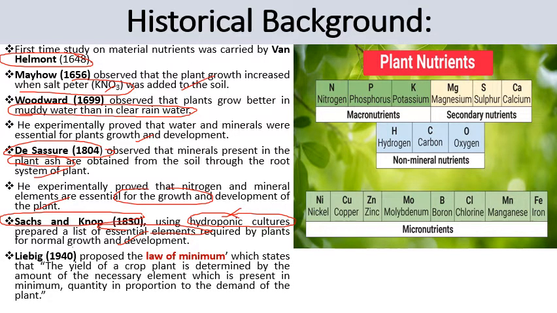Next was Liebig in 1940. He proposed a famous law which is known as the law of minimum, which states that the yield of a crop plant is determined by the amount of the necessary element which is present in minimum quantity in proportion to the demand of the plant. तो जो क्रॉप की yield है वो डिटरमाइन करता है वो एसेंशियल एलिमेंट जो सबसे कम अमाउंट में प्रेजेंट होता है. This is called the law of minimum which was given by Liebig in 1940.